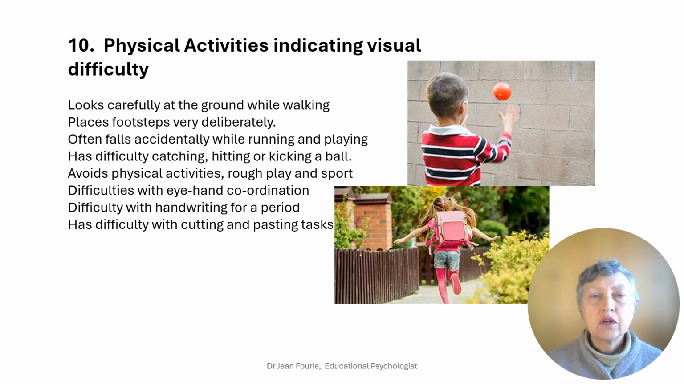In Part 10, observe and record any physical activity signs which could be indicative of visual difficulties. The child looks carefully at the ground while walking and places footsteps very deliberately, often falls accidentally while running and playing, has difficulty catching, hitting, or kicking a ball, avoids physical activities, rough play and sport, has difficulties with eye-hand coordination in catching a ball, difficulty with writing for a normal period in class, has difficulty with precision work, such as cutting and pasting tasks.